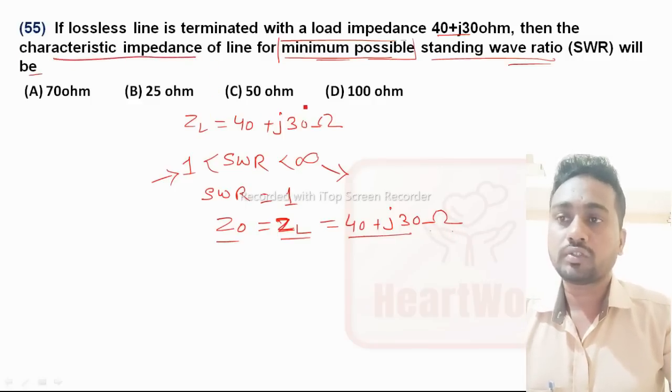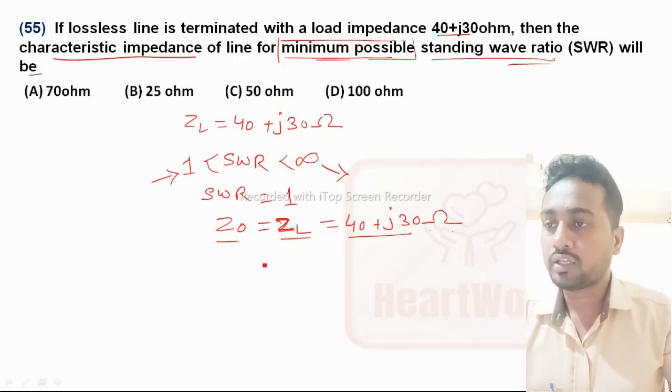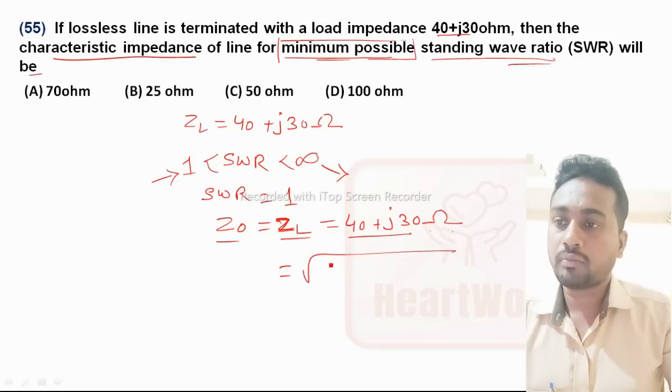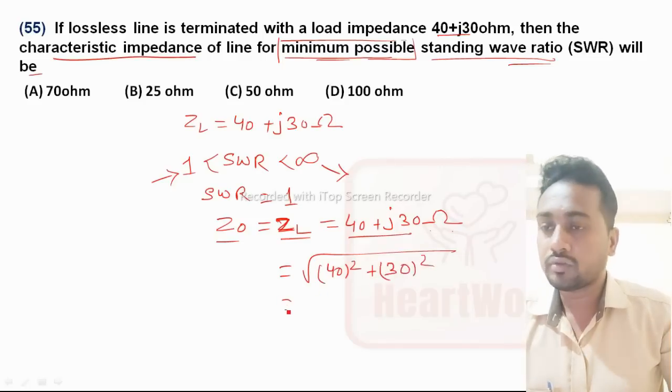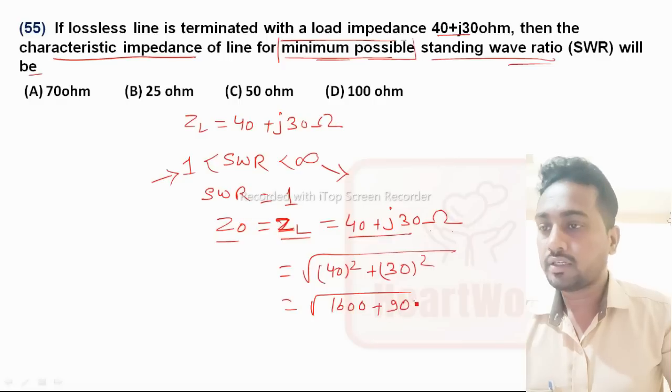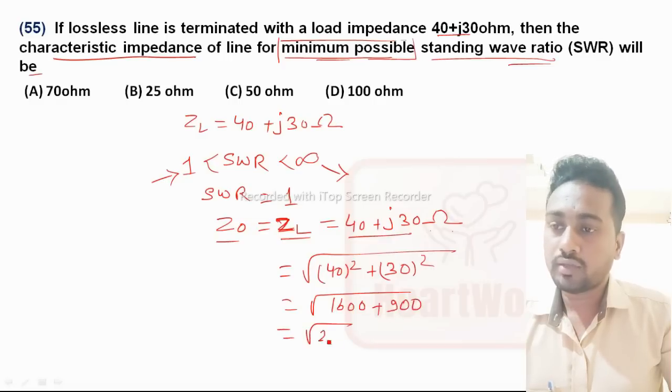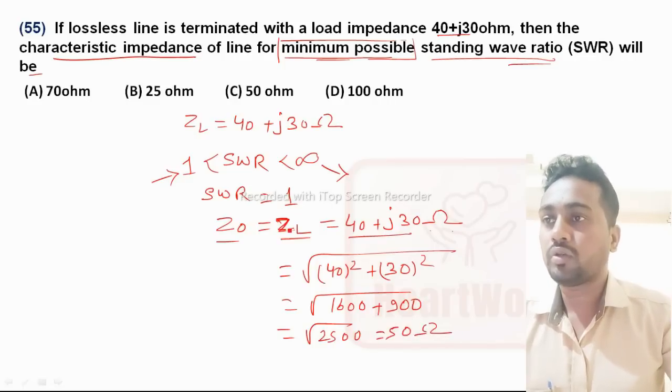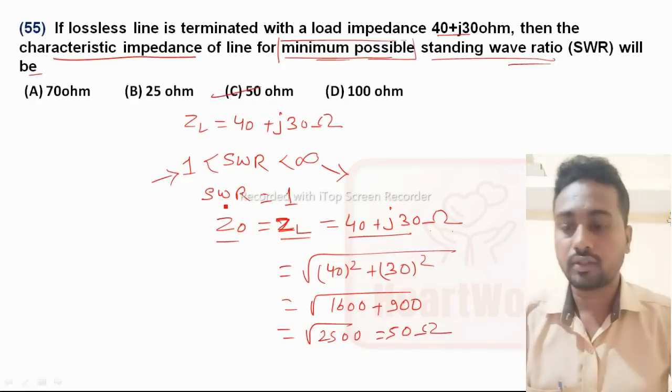But here the options are in ohm, so we have to solve this complex value. How will we solve? By taking the square root of the magnitudes. 40 squared plus 30 squared, that is 1600 plus 900, which equals 2500, so the square root is 50 ohm. So the answer is 50 ohm. Option C is the right answer.